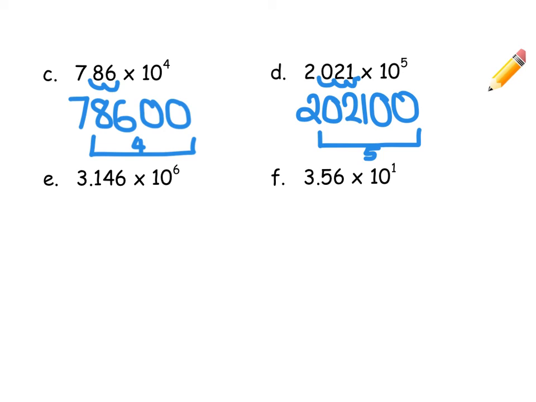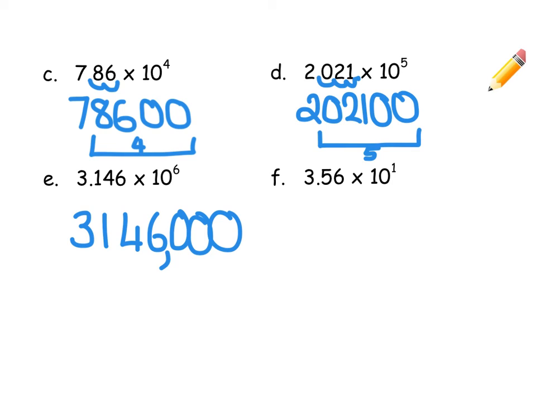The next one, times 10 to the power 6. I can move this dot 3 places just now, giving me 3146. I needed to move it 6 places, so I need to add 3 more zeros. So my answer is 3,146,000. On example F, times 10 to the power 1, I'm only going to move that dot 1 place.